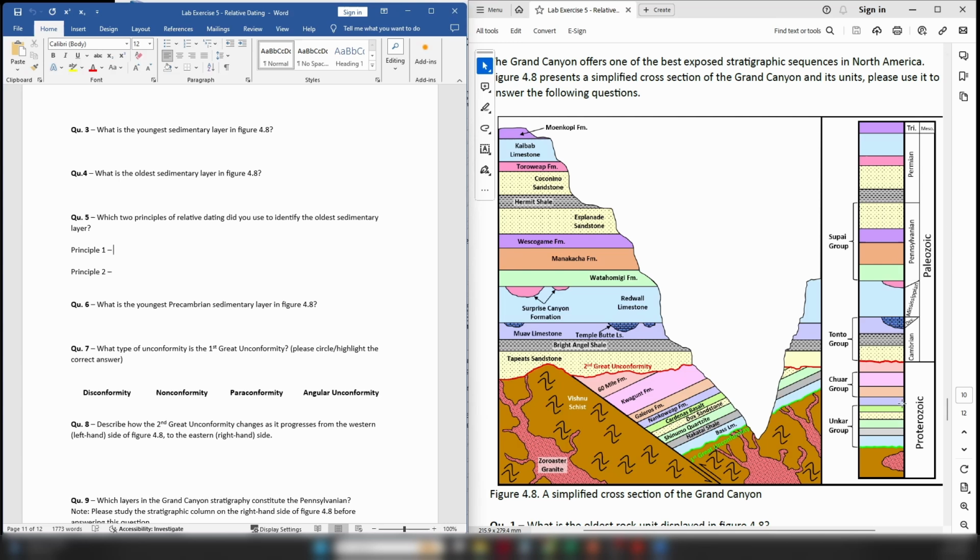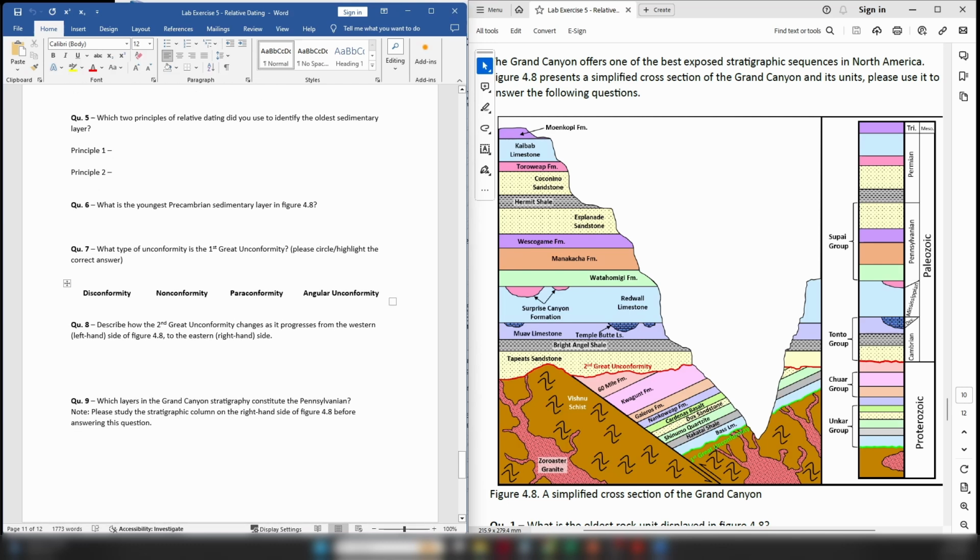You will then notice that between the second great unconformity and the first great unconformity, you have a sequence of sedimentary layers which are Proterozoic in age. So these are clearly Precambrian rocks. So this is where your focus will be in order to answer question 6.